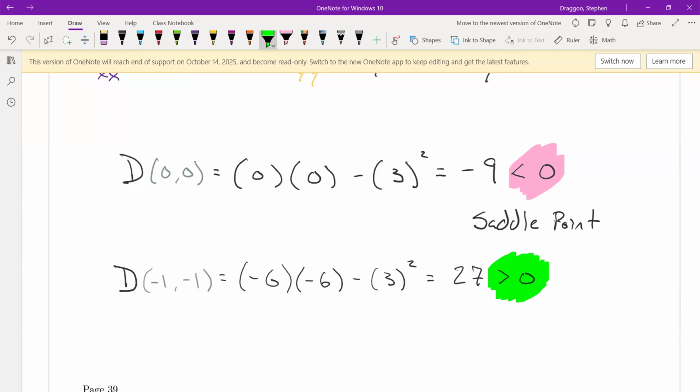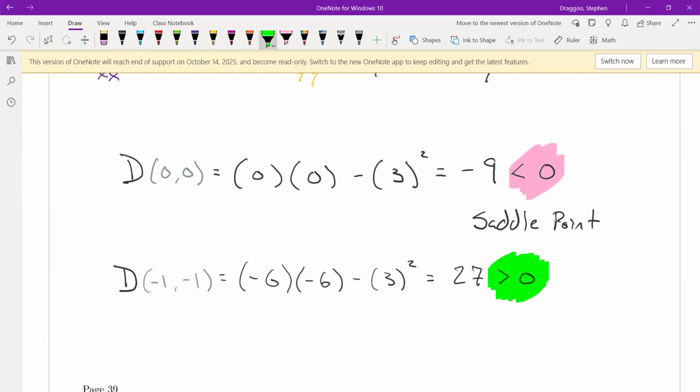So because my test value is positive, this thing is a local maximum or minimum. But I'm not done yet, because the 27 alone doesn't tell me which of those two I have. It doesn't tell me specifically if that's a max or a min. It just tells me it's one of them. Cool. So let's go figure some other stuff out.